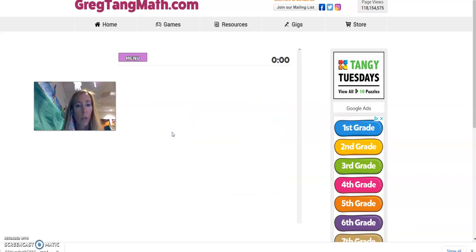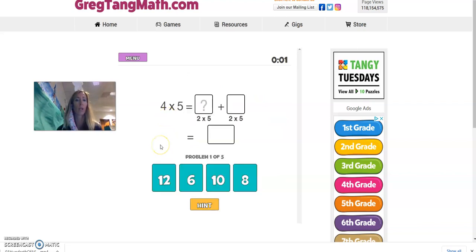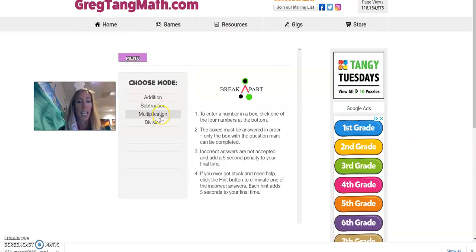For example, times 4. What is it going to do for times 4? Well, if I have 4 groups, I'm going to break it apart into 2 groups and 2 more groups, because that's a double-double, right? So double 5, that's 10. Double 5 again, that's another 10. So that is really 20. Okay, so this really works on taking these facts and breaking them apart to make it easier to think about.